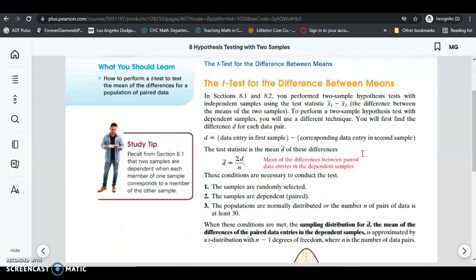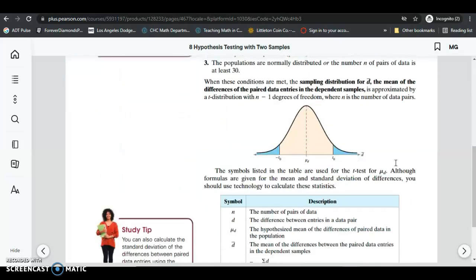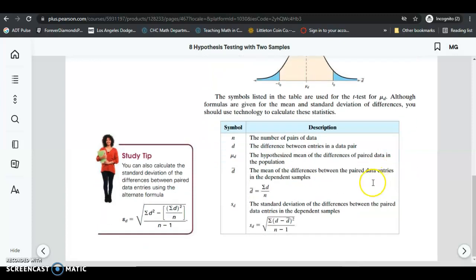Okay, so some of the important information you want to highlight are the conditions necessary to conduct the hypothesis tests in this section. So there are three conditions here. And then likewise, the meaning of some of the symbols that are going to be used in this section, and in particular, you'll be asked about the meaning of D bar and the meaning of SD in one of the homework questions from this section.